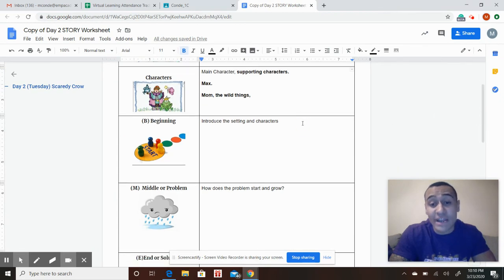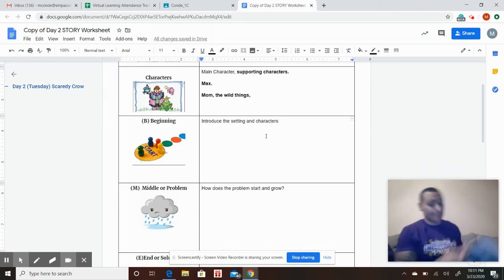Now, I jotted a couple notes down, like I said before. For my beginning, this is where I really introduce the setting and I reintroduce the characters. Even though I've jotted them down before, while I'm giving my beginning and I'm writing or telling another listener, I want to make sure that I'm stating the setting and characters because that's going to help my listener and it also helps to introduce my story.